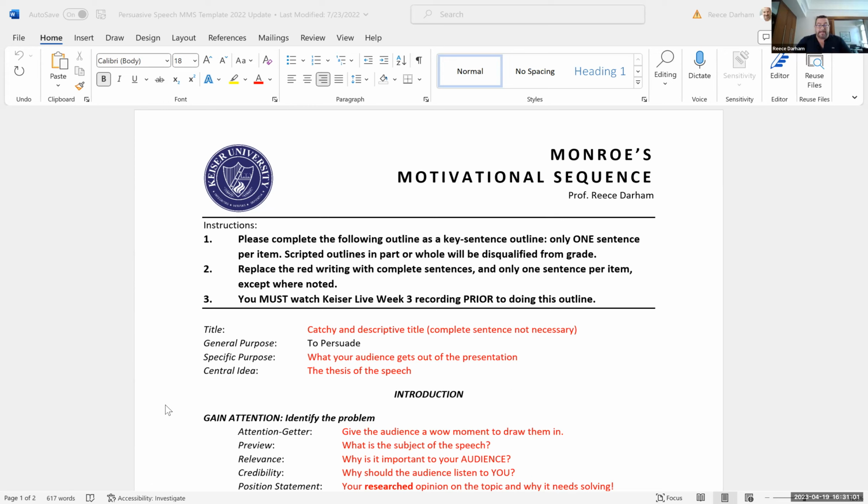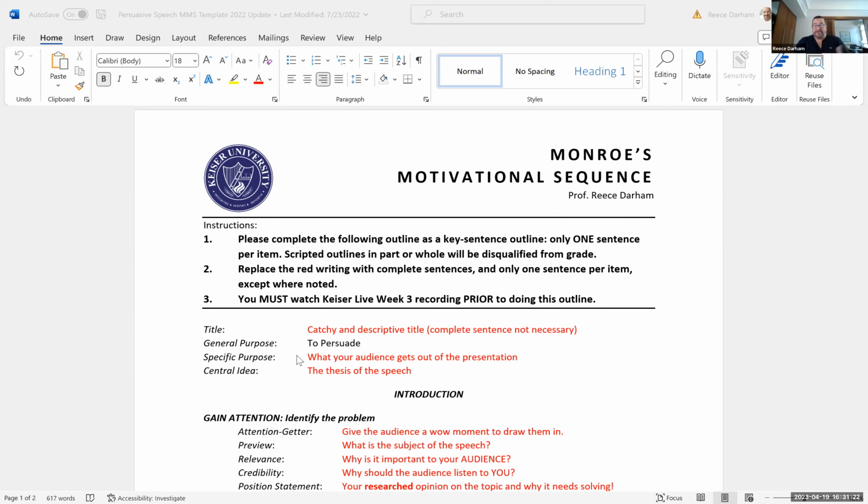So here we go. Title. This is preliminary information, and this makes sure that not only I understand exactly what you're doing, but you as the speaker do you truly understand what your goals are in this actual speech? Title deals with credibility, so put a catchy descriptive title in. Complete sentence not required.